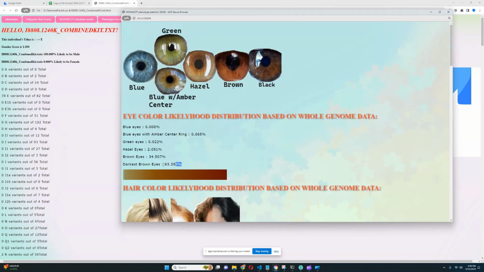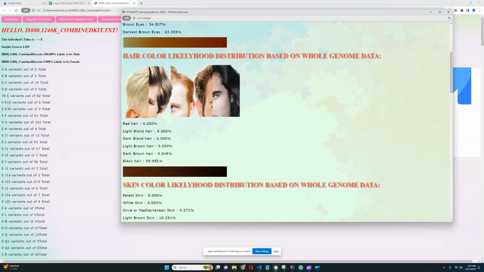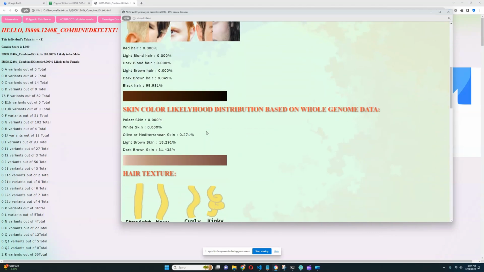And it looks like he's got darkest brown eyes. He's got 63.3% likelihood of darkest brown eyes. There's a little bit of a likelihood for brown eyes as well. And he definitely does not have any eye color lighter than brown. So for example, even hazel, there is only 2% likelihood of that. For hair color, looks like his hair color is definitely black. He does not have any hair colors lighter than black. That's out of the picture completely. So he's definitely got black hair.